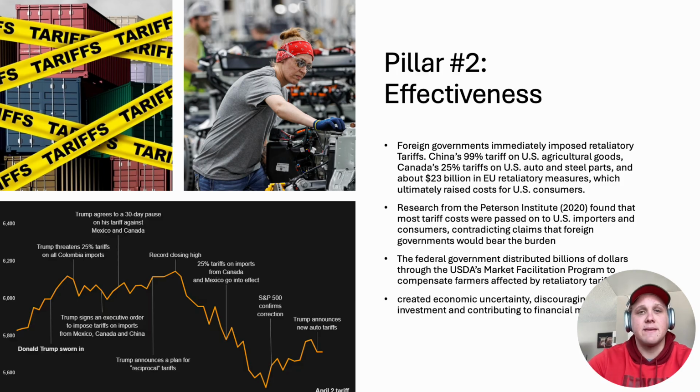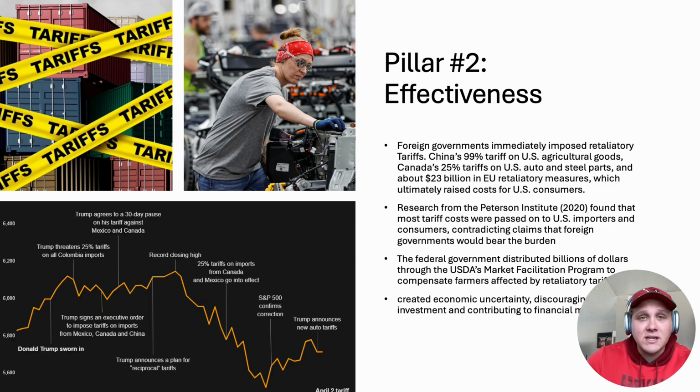So effectiveness, the second pillar that I chose to talk about. In public administration, how effective is your legislation? The policy that you're putting into place, is it doing what you're saying it's going to be doing, right? So they talked about protecting domestic industry, reducing trade deficits, reducing the national debt, right? The problem, none of that really happened, right?